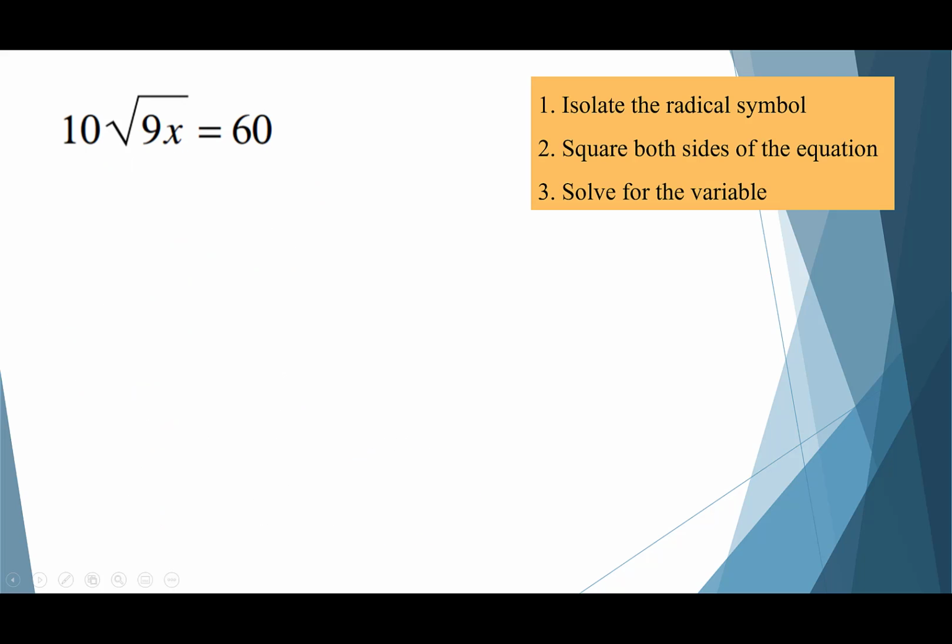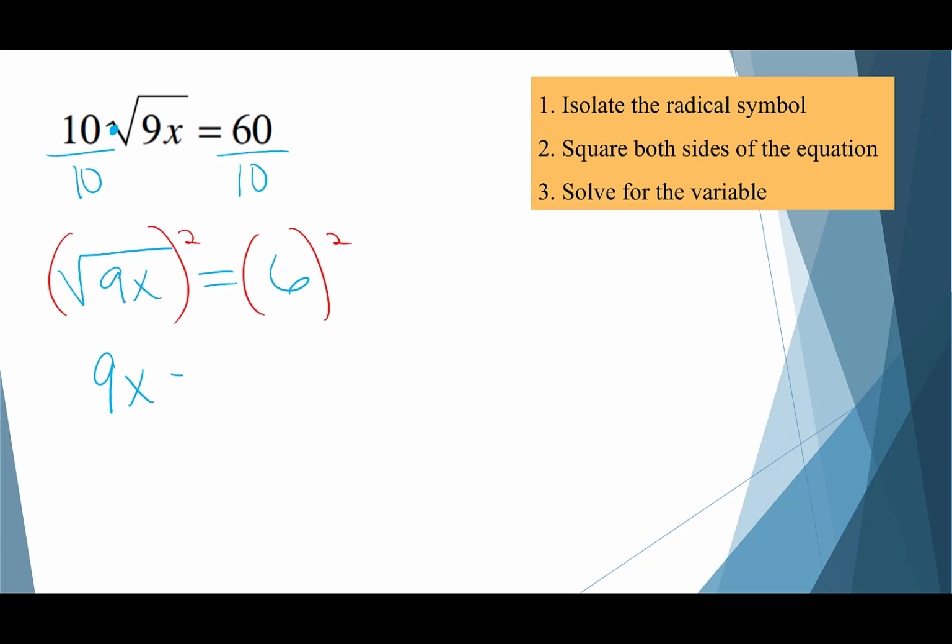Okay, take a look at this one. This is 10 times the square root of 9x equals 60. And because it's 10 times that radical and the number 10 is not under the radical symbol, I want you to divide by 10 on both sides. So now you have the square root of 9x equals 6. Now you're ready to square both sides. This is 9x equals 36. Divide both sides by 9 to get x equals 4.